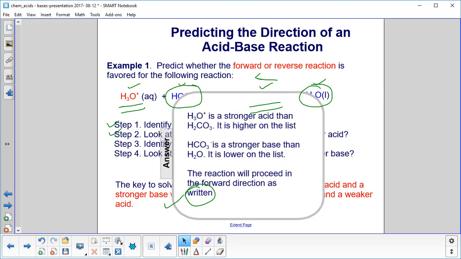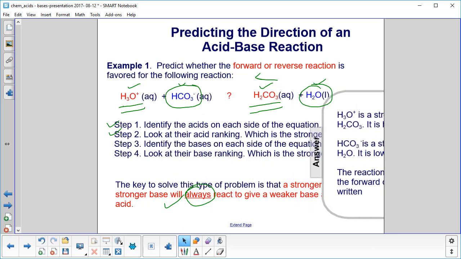As we said, hydronium is a stronger acid than carbonic acid. It's higher on the list from our chart. Hydrogen carbonate is a stronger base than water. It is lower on the list. Therefore, the reaction will proceed in the forward direction as written. So that means it's going this way.